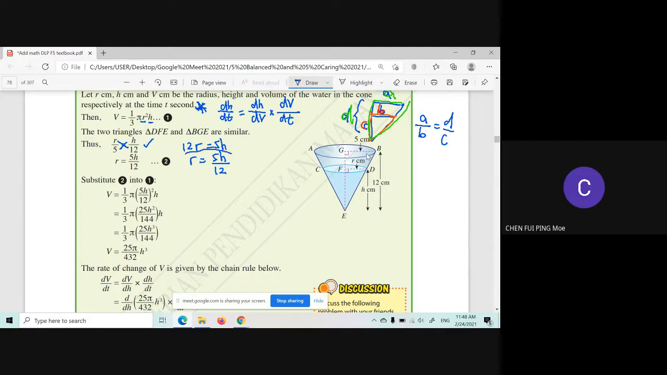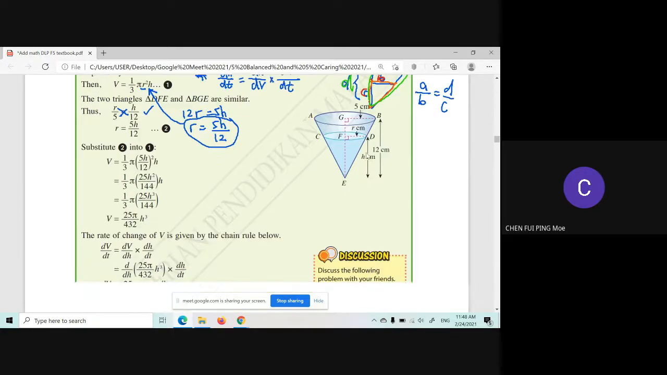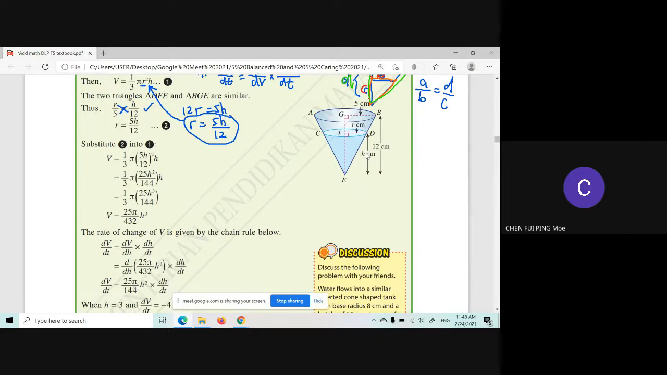Once you get r in terms of h, you can substitute this into the equation of volume, so that you only obtain an equation in two unknowns. Then you can do differentiation. So volume is 1/3 pi, radius is 5h over 12, whole thing to the power 2, times h. Use back the basic volume formula. Just copy down. 5 squared is 25, h squared is h squared, 12 squared is 144. And then continue to simplify.